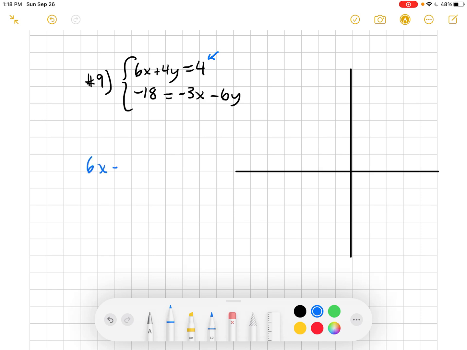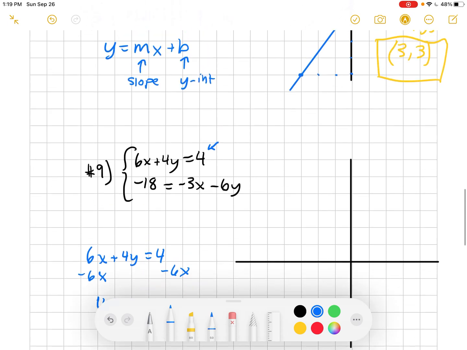We have 6x plus 4y is equal to 4. We need to solve for y. I'm probably going to subtract the 6x first. Now I'm going to rewrite this equation down here. We're going to have 4y is equal to, and I'm going to write it negative 6x plus 4.